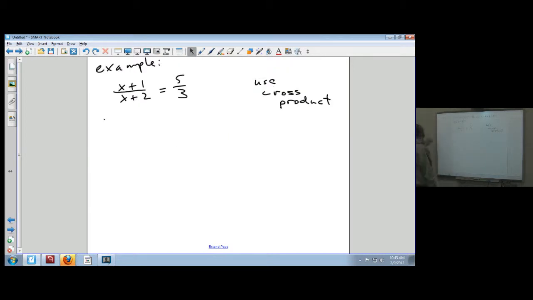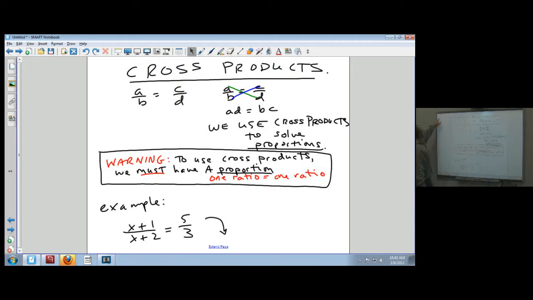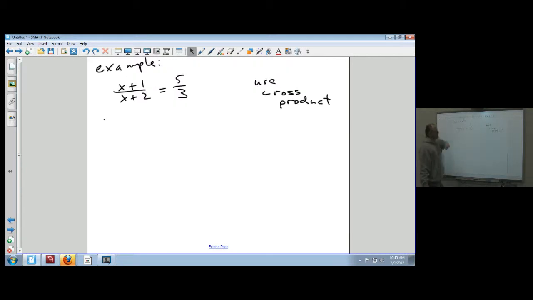Let's look at this example here, the example that I started right down here. We're going to move on to the next page because we need a little bit of room for this. Do we have a single ratio on the left? Yes, we do, because there's just one single fraction bar. We have a single ratio over here as well. So we're going to use cross products: 3 times x plus 1 equals 5 times x plus 2. We've successfully cross-multiplied the two of these.